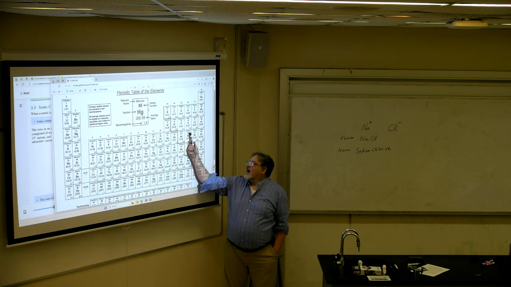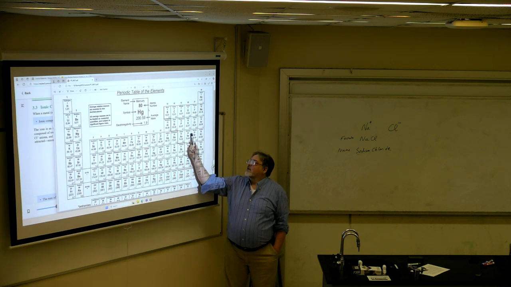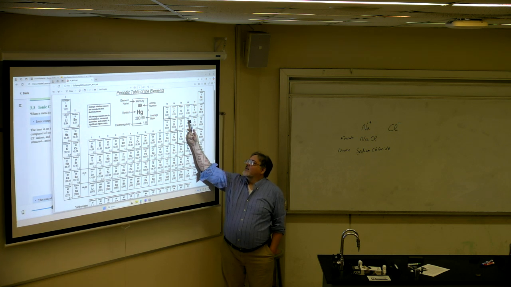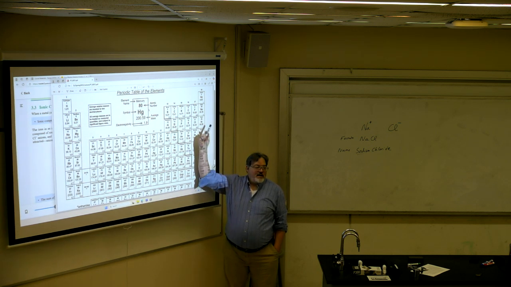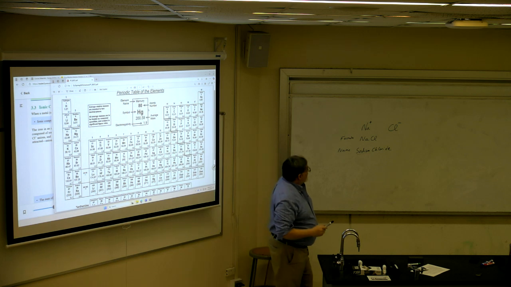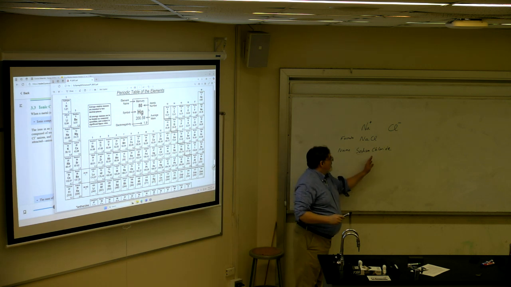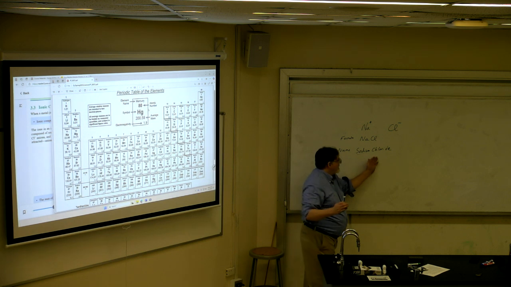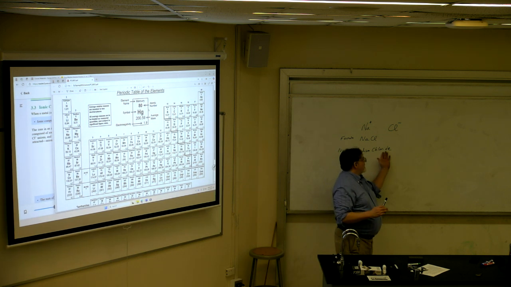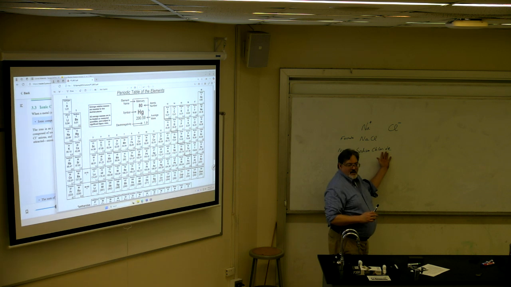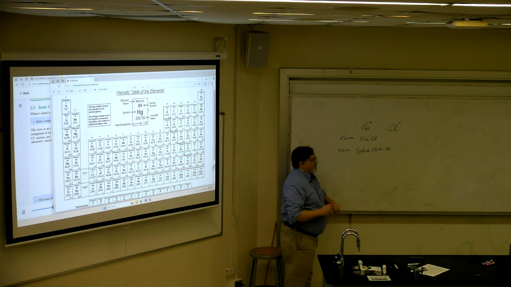Here you take IUM off and put IDE. Sulfide, take the FUR off and put IDE. So that's how you name these. So the positive ion is the same name as off the periodic table. The negative ion, you take off the end and you put IDE. So that would be called sodium chloride.